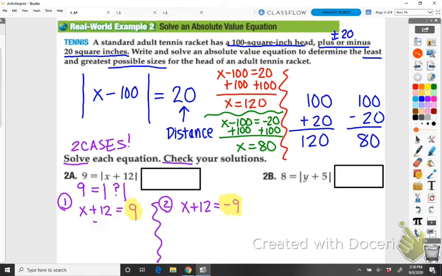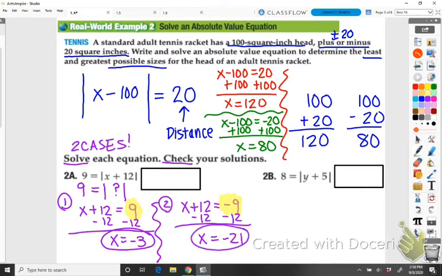So these are nice and easy. Subtract 12. x is negative 3. That's one solution. And if I subtract 12 on case 2, you get x is negative 21. So think about it. If you put that back in for x, negative 3 plus 12 is a positive 9. The absolute value of positive 9 is 9 units away, so that checks out. Negative 21 plus 12 is going to give you a negative 9, and the absolute value of negative 9 is positive 9. So always go back to the original problem at the top.